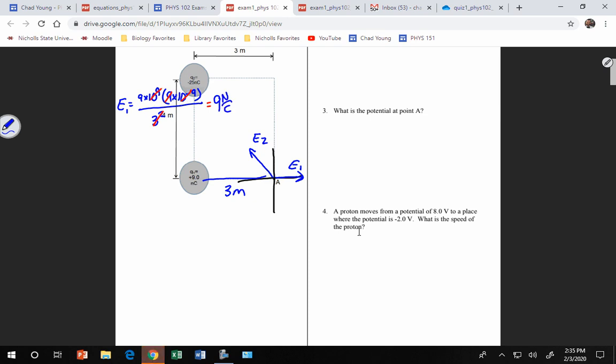Did I work this in class today? I worked one really similar to it. And then E2 is really similar. 9 times 10 to the 9th. That's K. Q2 is 25 times 10 to the minus 9. No negative sign there, even though it's a negative charge. Absolute value. Divided by this distance right here.